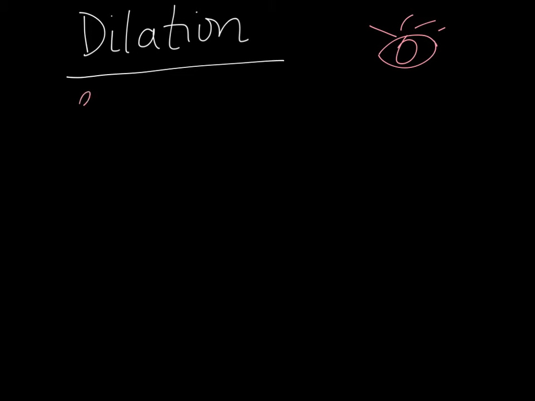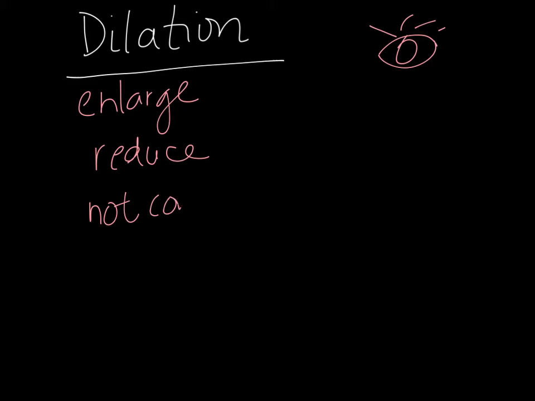So to dilate, there's 2 ways. It means to either enlarge it or to reduce it, okay? So it doesn't always mean to enlarge. It means to enlarge the size or reduce the size. You are keeping the same shape, but the size becomes different, so congruence is no longer with us. So not congruent anymore, but we do still have similar shapes. So let's get into it, shall we?